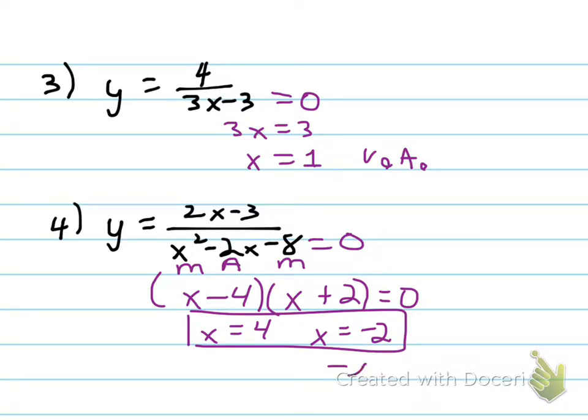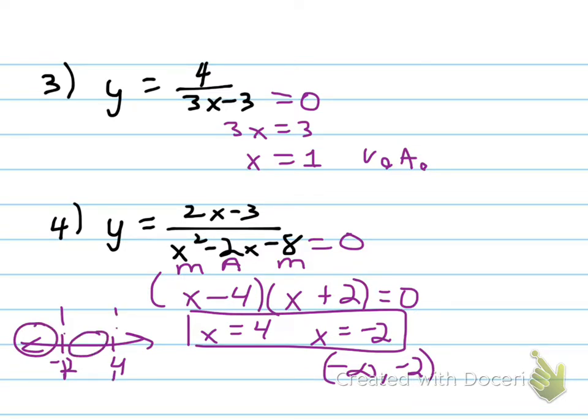Since there are 2, we have a domain of negative infinity to negative 2. So think of a number line. You've got negative 2, then you've got 4. So we're smaller than negative 2, then we're between negative 2 and 4, and then we're bigger than 4. Squeeze that in there. That's 5.1.